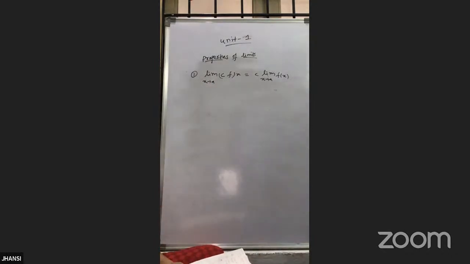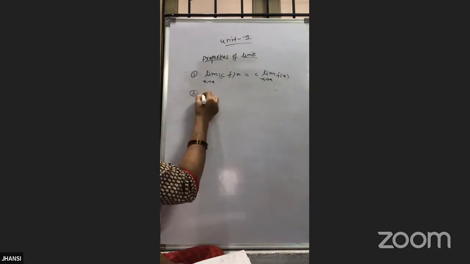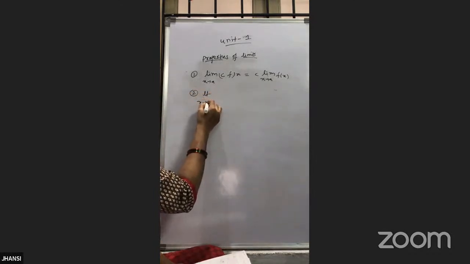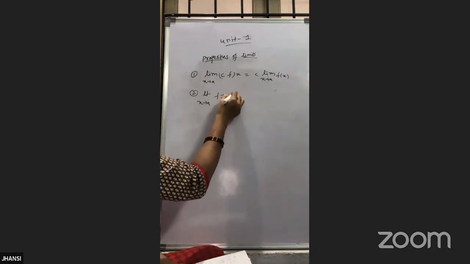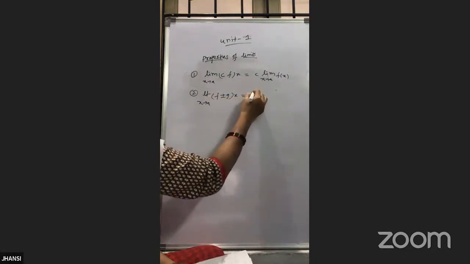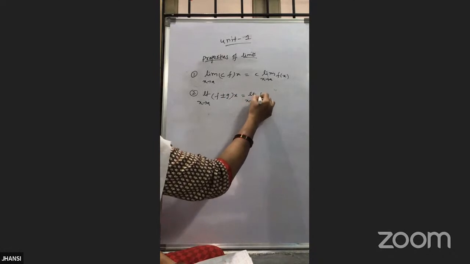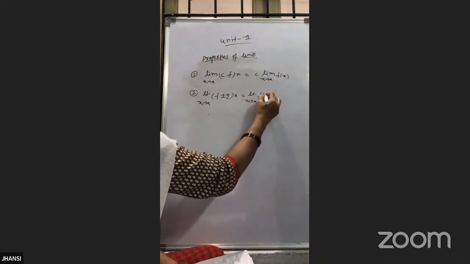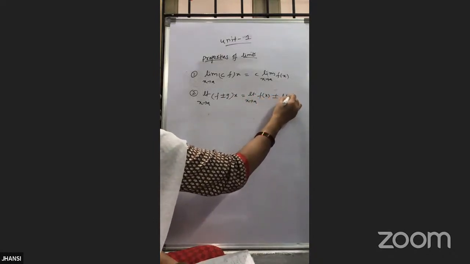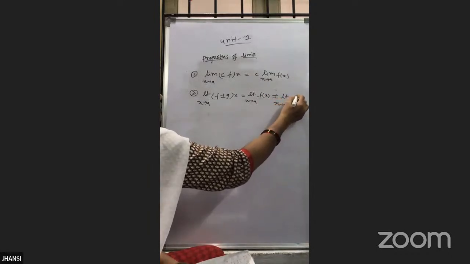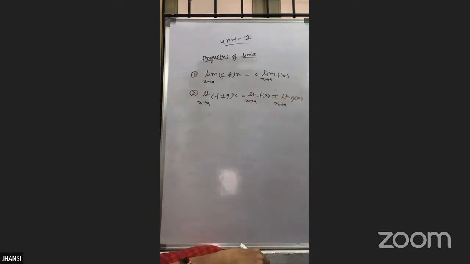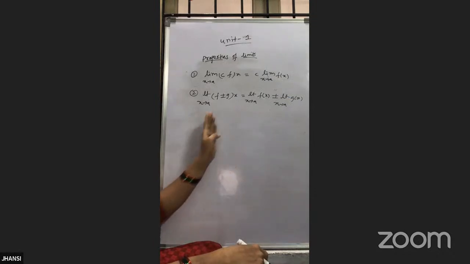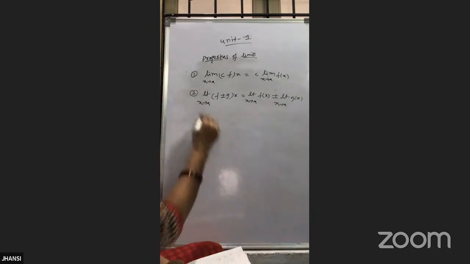Next, if we have the addition or subtraction of two functions, limit x tends to a of f plus or minus g of x, it is equal to limit x tends to a of f of x plus or minus limit x tends to a of g of x. You can take f as sin x and g as an exponential or logarithmic function. Then you can separate and do the limit.